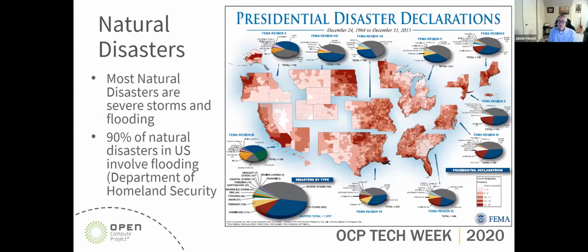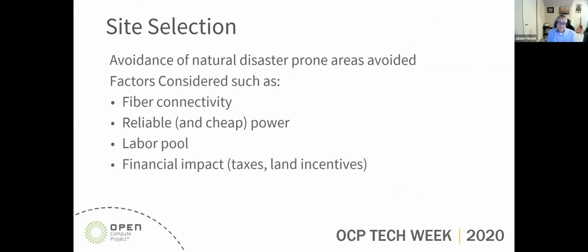And if you look at the US, most of our natural disasters are severe storms and flooding. According to the Department of Homeland Security, 90% of the disasters in the US involve flooding. So again, while flooding is not the number one cause of downtime, it does cause issues in data centers. So what can you do?